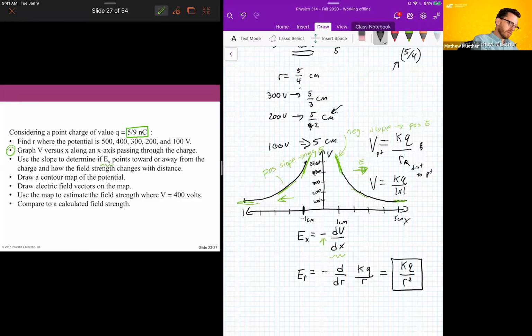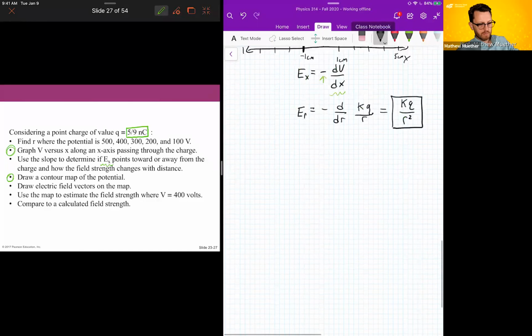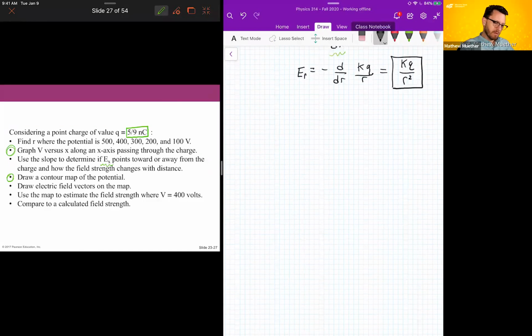Okay, so let's move on to this one. Let's try to draw the contour map for the potential. What is the contour map going to look like? Well, I'm going to drop my charge. So here's my charge, 5/9 of a nanocoulomb, sitting right here. And now I need to draw these points of equal potential, right? So let's go out a centimeter. So let's say this is a centimeter.